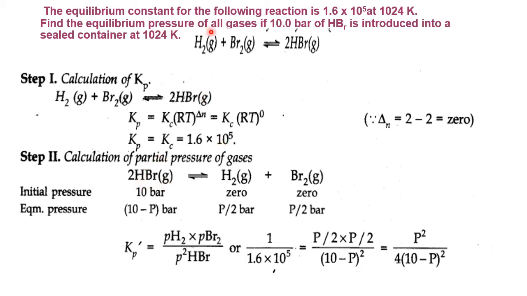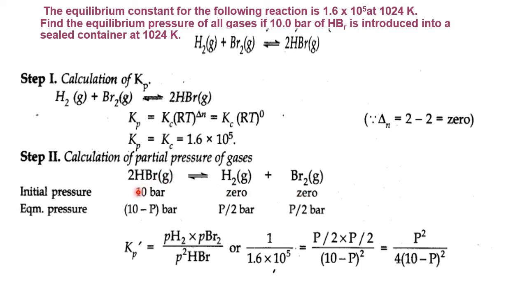So find the equilibrium pressure of all gases if 10 bar of HBr is introduced. So that HBr is going into the sealed container for decomposition. So we have taken decomposition of HBr into H2 plus Br2. 2 HBr giving H2 and Br2. In the beginning, how much pressure have you taken? Concentration in terms of pressure, 10 bar. Reaction not yet started, so 0, 0. When it attains equilibrium, like yesterday, if it is 2 HBr, it's half: 1, 1. If it is 10, it's half: 5, 5. If it is X, it's half: X by 2, X by 2. If it is P, it's half: P by 2, P by 2.